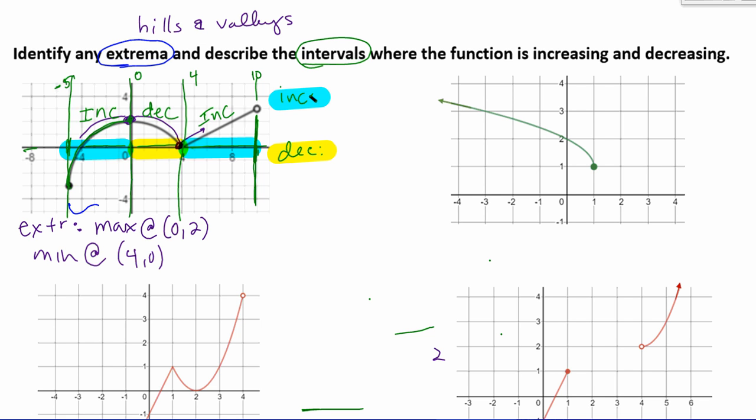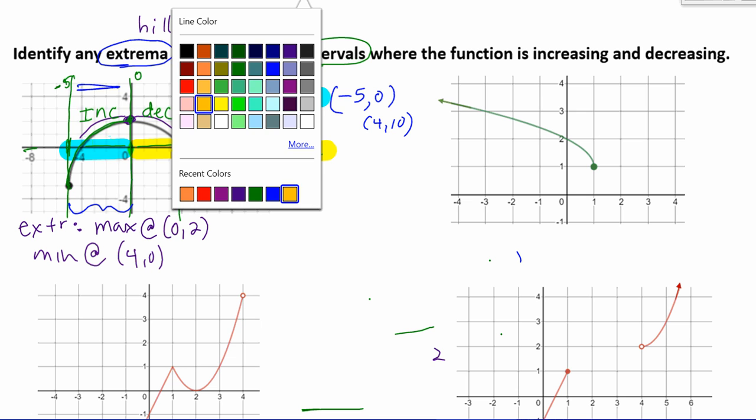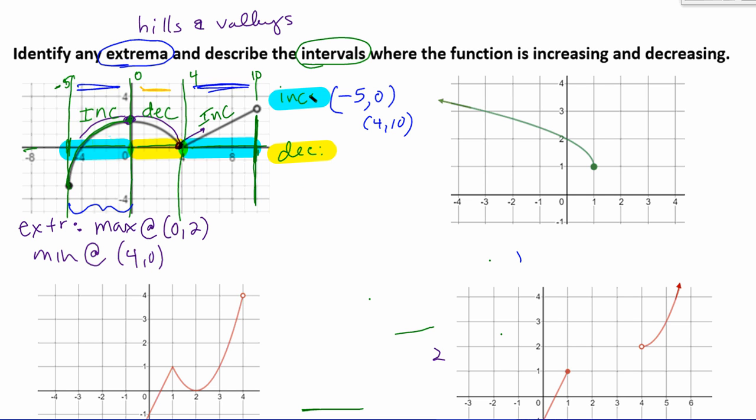Okay, this interval right here for increasing starts at -5, comma, ends at 0. Now, when we're talking about intervals of increasing and decreasing, just always put parentheses, because technically at those specific points, it's neither increasing or decreasing. Just always use parentheses. Okay, the second one was this guy right here, and that was from 4 to 10. And then down here for decreasing, we've got from 0 to 4.